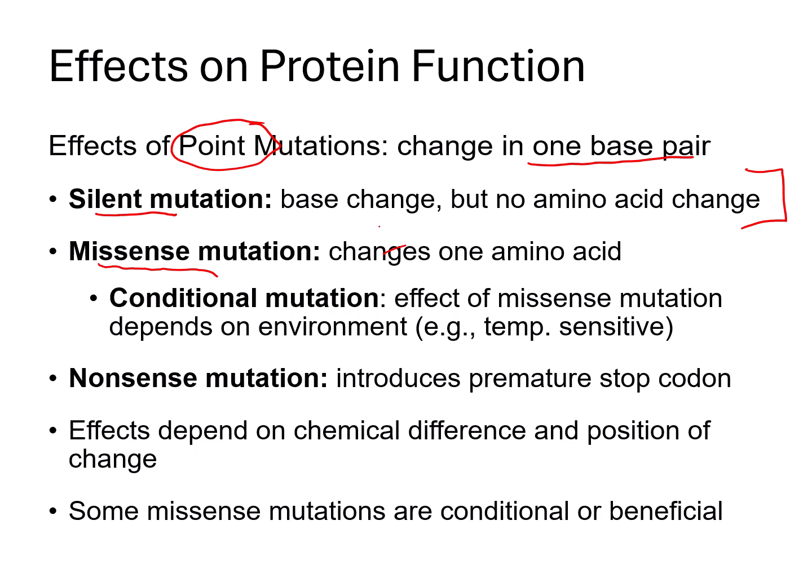Within this missense mutation category, we have conditional mutations. In conditional mutations, the missense effect only shows under certain conditions. For example, a temperature-sensitive enzyme that folds normally at one temperature, but misfolds at high temperatures. We also have nonsense mutations, and these introduce a stop codon too early, producing a shortened or truncated protein. So these mutations really depend on the chemical difference of amino acids or the position of the change in the base, and some missense mutations are conditional, others can be beneficial.